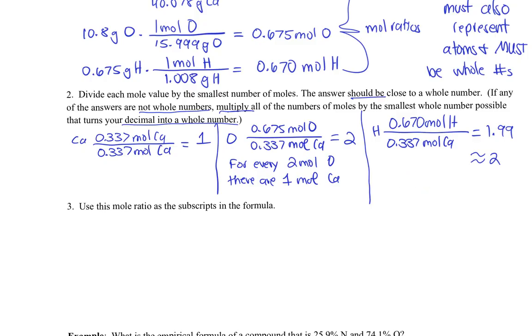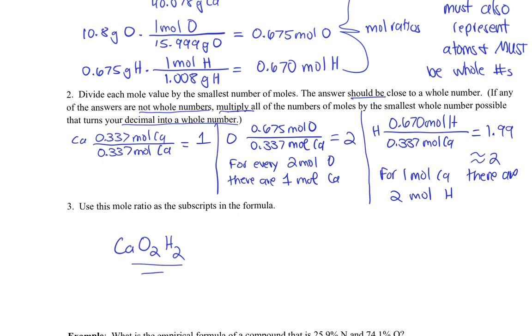All right, and then what this says, and I'm going to say this the other way now, for every 1 mole of calcium, there are 2 moles of hydrogen. And now I have a real chemical formula that has 1 mole of calcium, and for every 1 mole of calcium, there are 2 moles of oxygen and 2 moles of hydrogen.